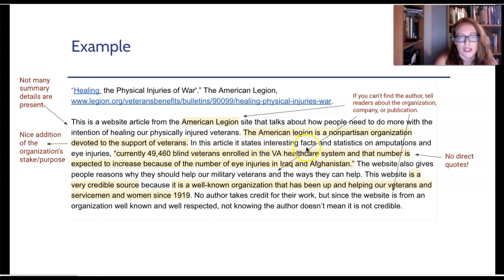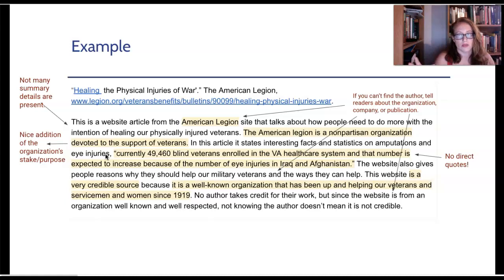In this article, it states interesting facts and statistics on amputations and eye injuries. Currently, this is also an incorrect way to integrate the quote, but currently 49,460 blind veterans enrolled in the VA healthcare system, and that number is expected to increase because of the number of eye injuries in Iraq and Afghanistan. This first part said everything that we need to know to summarize it, to get the gist, which is what the summary does. It's supposed to boil things down.